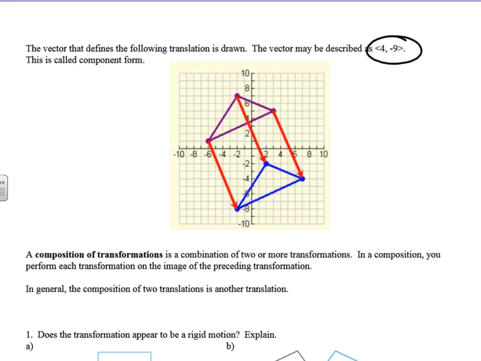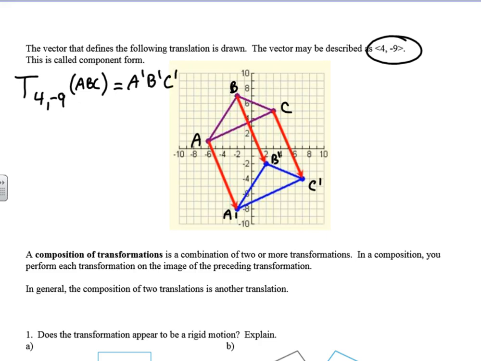Let me just write it a couple of other ways. The other way we could write this is simply as a translation, so capital T, 4, -9, and we could put in the first point, and then we'd get some points out that would be the resulting image. So if we called this ABC, and then A prime, B prime, C prime. So that's one way to write it.